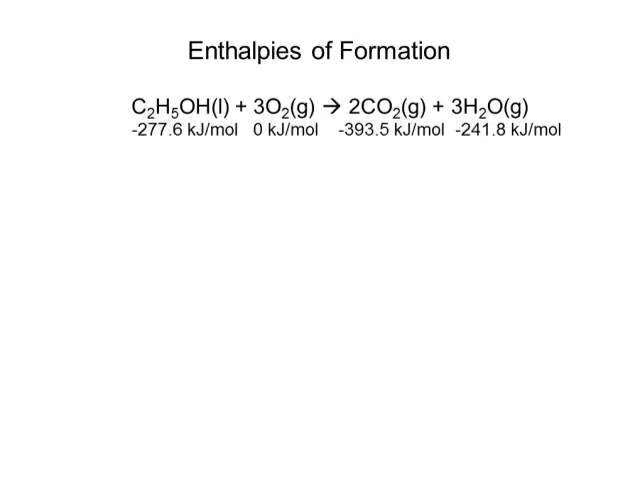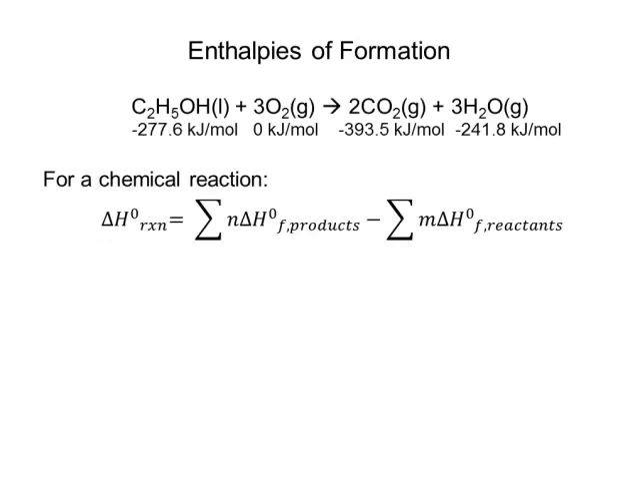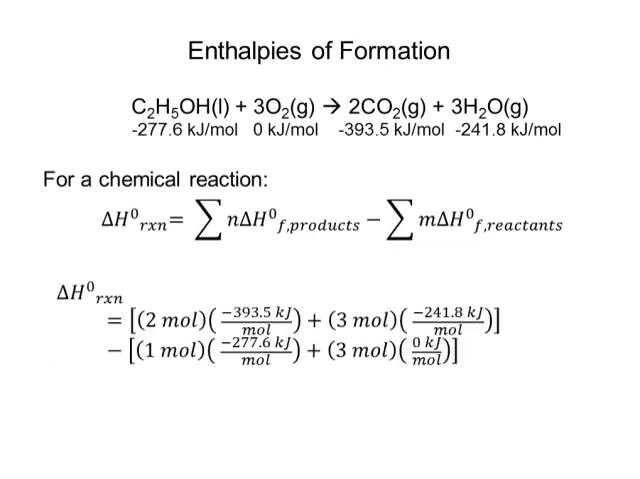So I've got my standard enthalpies of formation and I know the equation I need to use, so I'm going to plug these values in. Remember, I'm doing products minus reactants. I look at the CO2, the first product. It's negative 393.5 kilojoules per mole, which means for every mole of CO2 produced, I get negative 393.5 kilojoules. So I take the 2 moles from my balanced equation times that negative 393.5 kilojoules per mole. Then I add that to the 3 moles of water. That's the sum of my products.